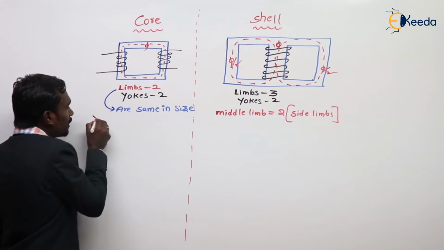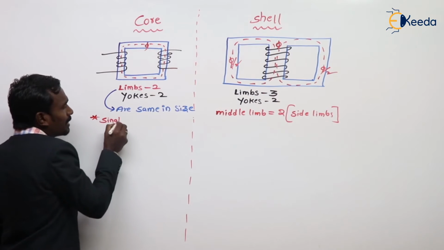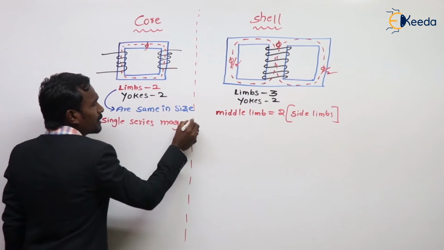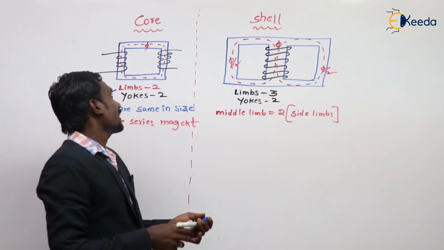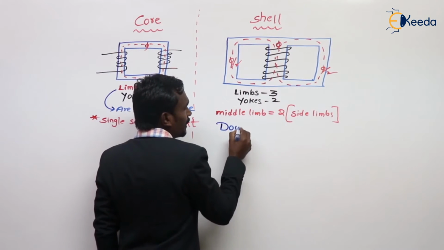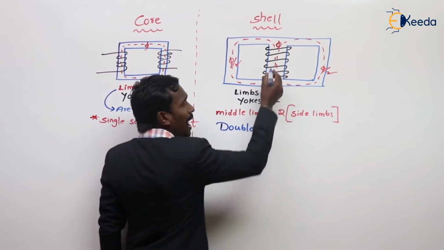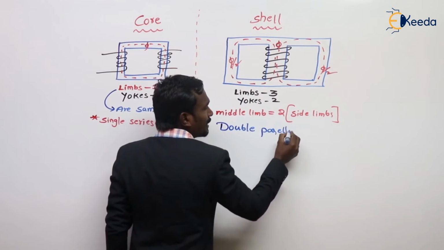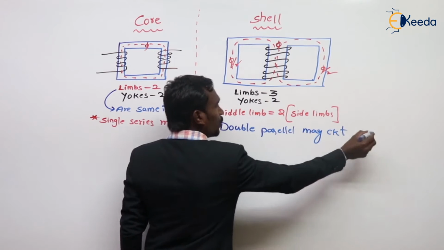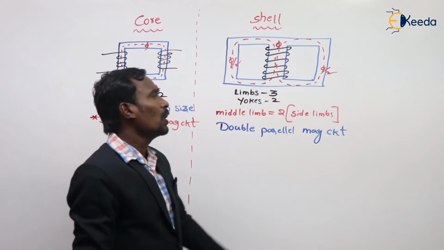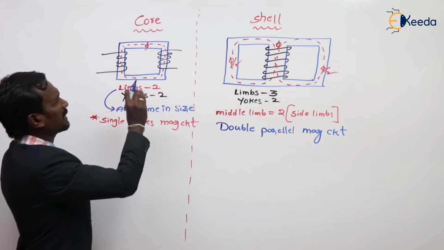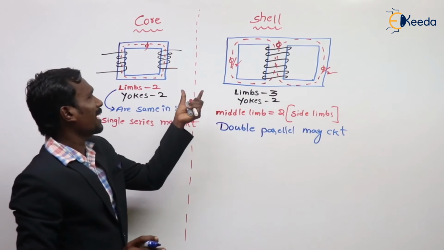Nothing but here a single series magnetic circuit. But here, a double and parallel magnetic circuit. Single series magnetic circuit, double parallel magnetic circuit. These are the basic differences by looking at the diagrams.